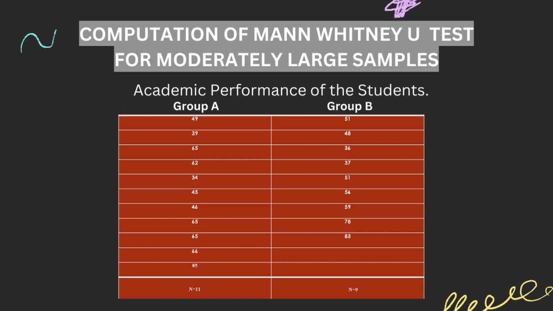Under group A, the scores are 49, 39, 65, 62, 34, 45, 46, 65, 65, 66 and 85. And under group B, the second group, we have these scores: 51, 48, 36, 37, 51, 56, 59, 78 and 83. And as I said, the total sample size of group B is n equal to 9.